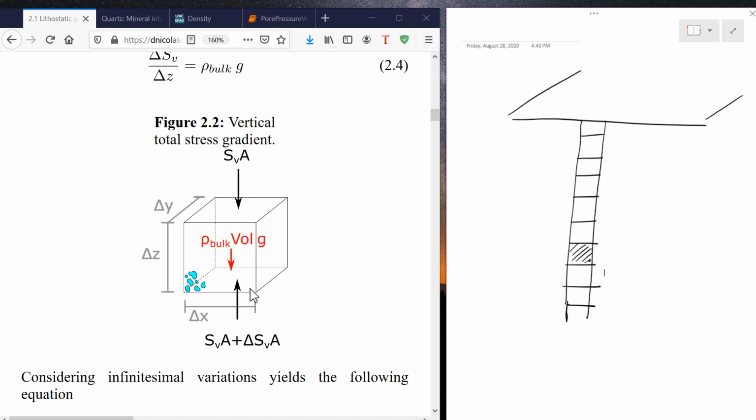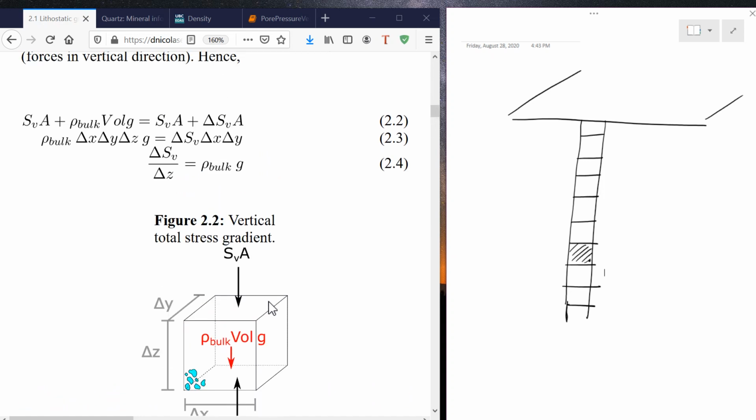The stress on the bottom face is going to be SV times the area plus the additional stress which is needed to counterbalance this weight. All right, so let's work with this equation, and let's see what we get. We're particularly interested in this additional stress which is needed to counterbalance the weight.